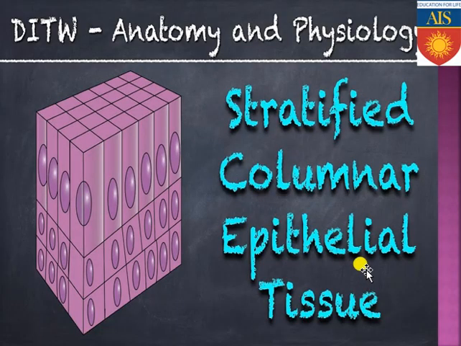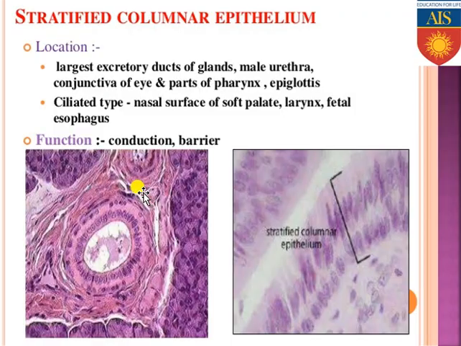Stratified columnar epithelial tissue. What is stratified columnar epithelial tissue? Stratified columnar epithelial tissue is such a kind of tissue in which specifically multiple layers of cells are present, and obviously the cells are columnar shaped. Location: obviously the largest excretory duct of the gland, male urethra, they are present. They can be shown in the conjunctiva of the eye. They are present within the parts of the pharynx. They are present in the epiglottis region also.